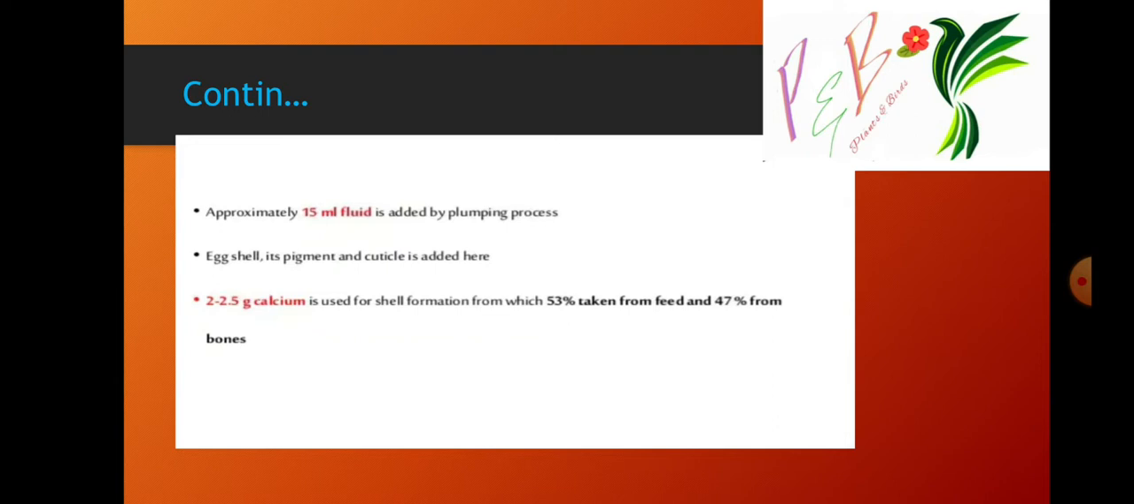2 to 2.5 grams of calcium is used for shell formation, of which 53% is taken from the feed and 47% from the bones. So every poultry grower must give sufficient calcium, otherwise the strength of the bones may decrease. 2 to 2.5 grams of calcium is required for shell formation for a single egg.